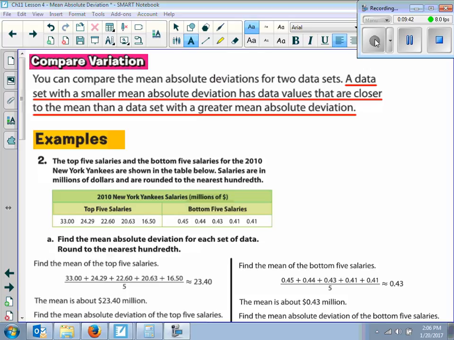A data set with a smaller mean absolute deviation has data values that are closer to the mean than the data set with a greater mean absolute deviation. In other words, the smaller the mean absolute deviation, the smaller the number is, the closer the data values are together. Okay? The larger the mean absolute deviation number, the further the data values are spread apart.